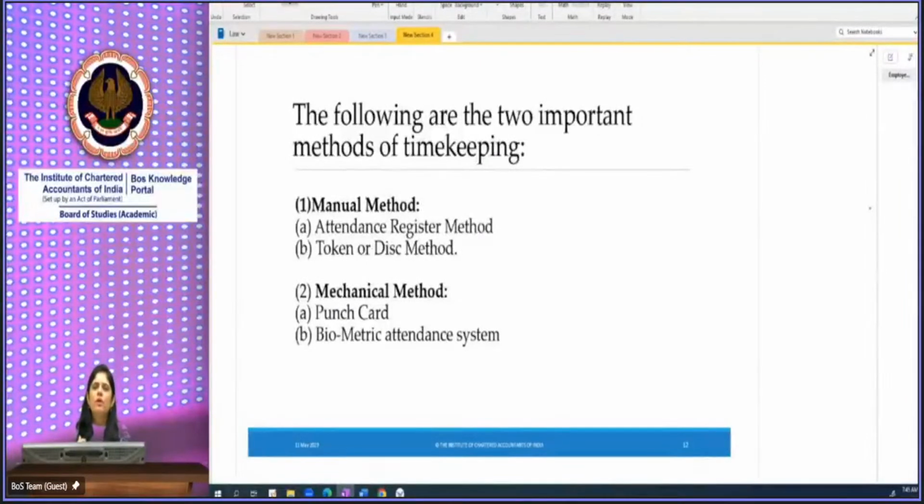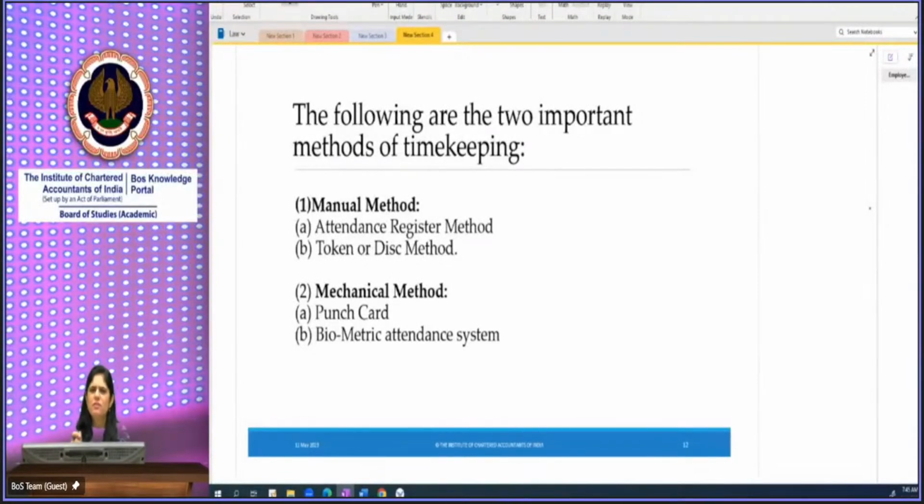Let us say my token number is 300. The timekeeper will book, okay, token number 300 has entered at 9:30 a.m. All right, so that is the token system. Now we are using mechanical methods in every organization. Punch card. There is a card. The employee punches the card at the punching machine in the organization.